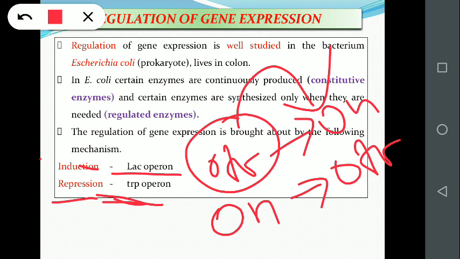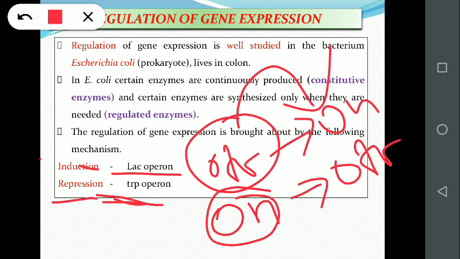That is why, in repression, the example is the tryptophan operon. The tryptophan operon is always in a switched on form. It continuously synthesizes tryptophan because it will be continuously utilized. Consumption takes place continuously and production also takes place continuously. Suppose the production rate is more and the consumption rate is less, then what happens?